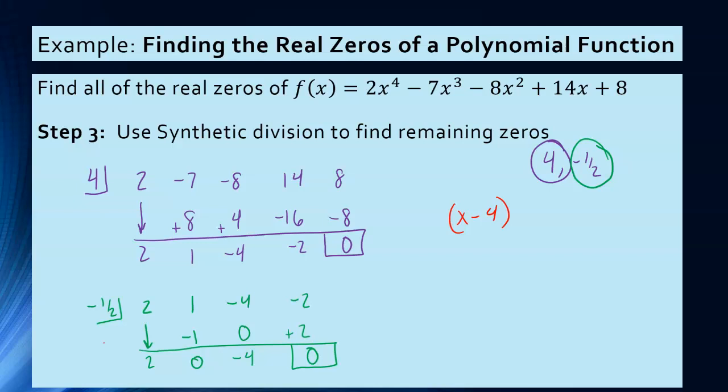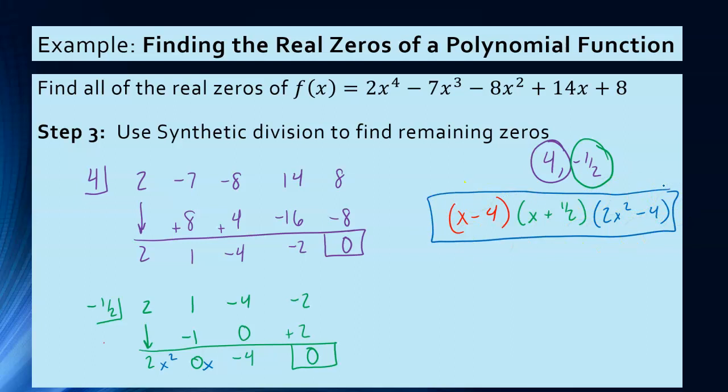So what we found is that we have x minus 4 as one factor, from the zero 4. We have x minus negative 1/2, which would be x plus 1/2, as another factor. And then I could put, remember, negative 4 would be a constant, this would be x, this would be x squared. So then we would have our other factor be 2x squared minus 4. So that would be our final answer in factored form.